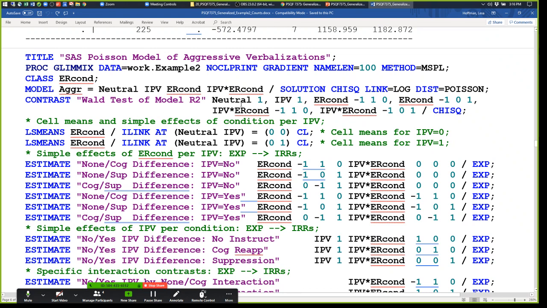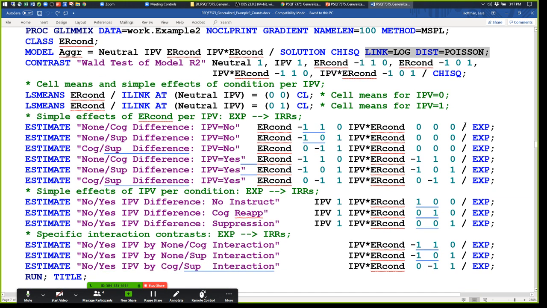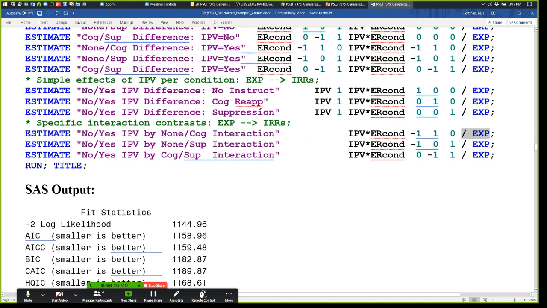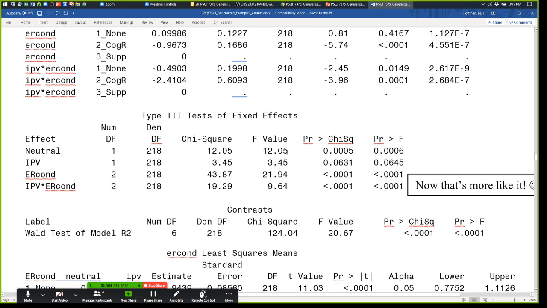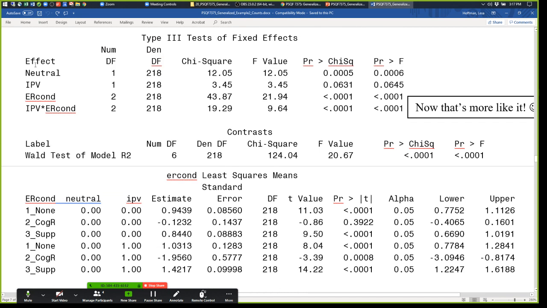SAS code looks exactly the same with the addition of log link and Poisson distribution, and also adding in exp to get the exponentiated version of each of the simple effects, as well as the simple effect interaction contrasts. Here's the same 4.66 in terms of absolute distribution fit. And it looks like things are going much better now.